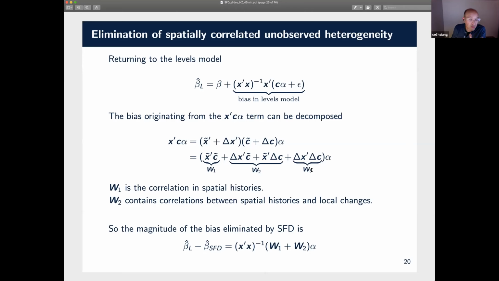And so before you might recognize this term, the identifying assumption was that this term is zero. Now, even if that is non-zero, you still get a huge benefit from implementing spatial first differences, because as we can write down exactly here, the difference between the levels estimator and the spatial first differences estimator is this strictly beneficial reduction in the bias, okay? And in practice, W1 is the largest term by far.